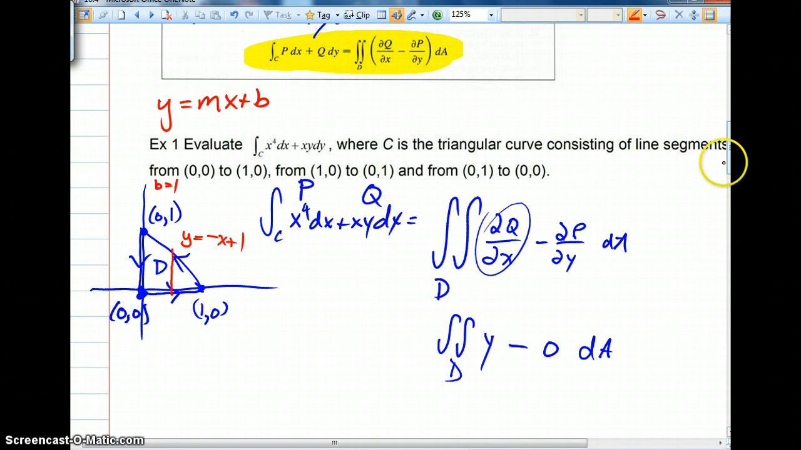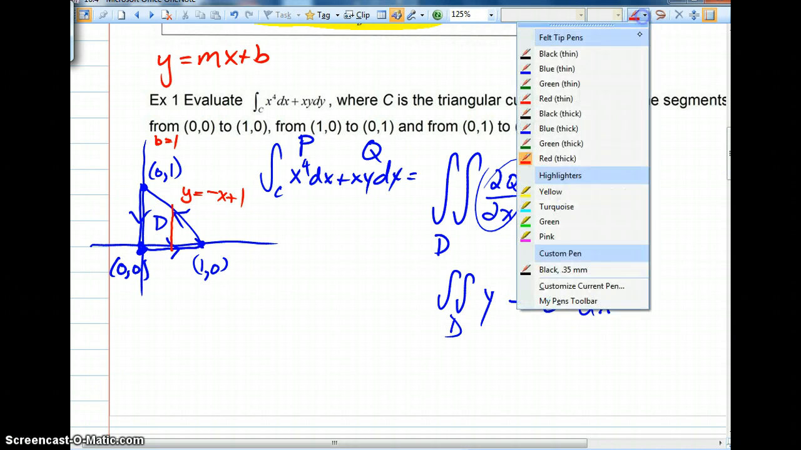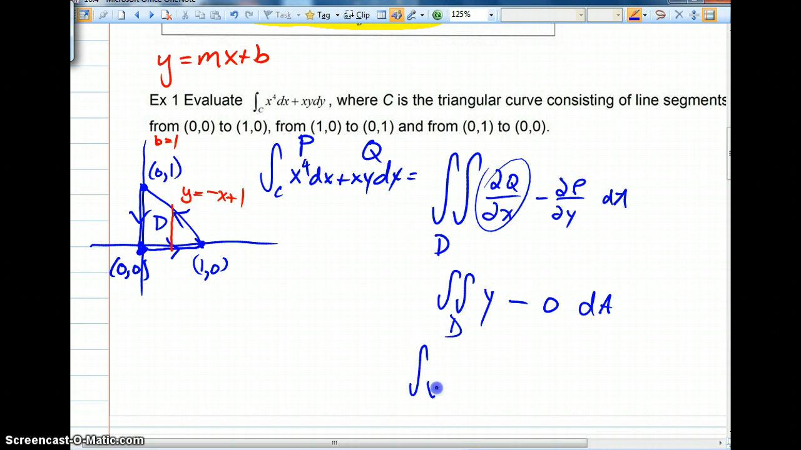Fantastic. Look at this. Rather than plow through a whole bunch of work, my upper bound is negative x plus 1. What about my lower bound for y? That would be 0. And how about my x bounds? From 0 to 1. Wouldn't you guys much rather do this problem than break it up into three different cases? That gets to be kind of tedious. Not that it's super difficult, but look how much easier this is.